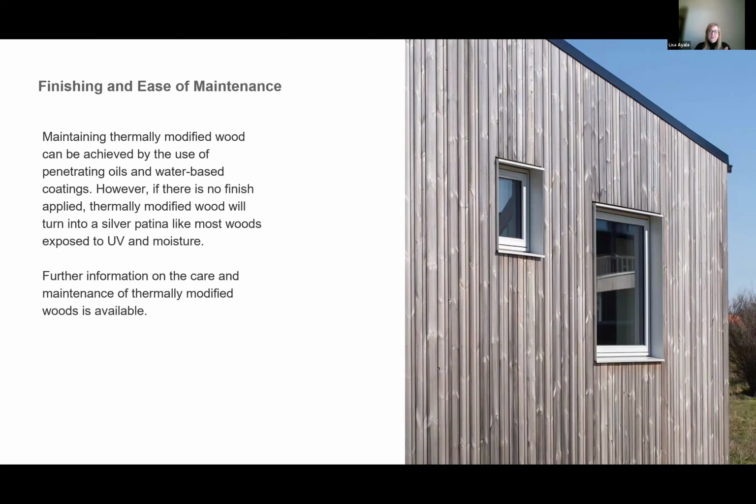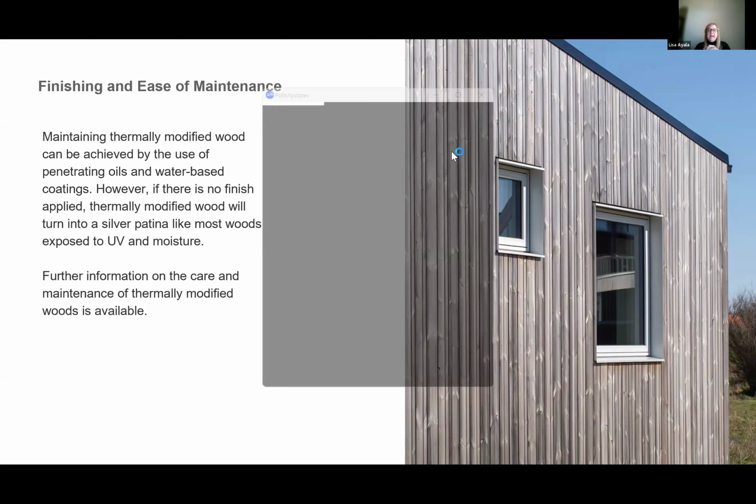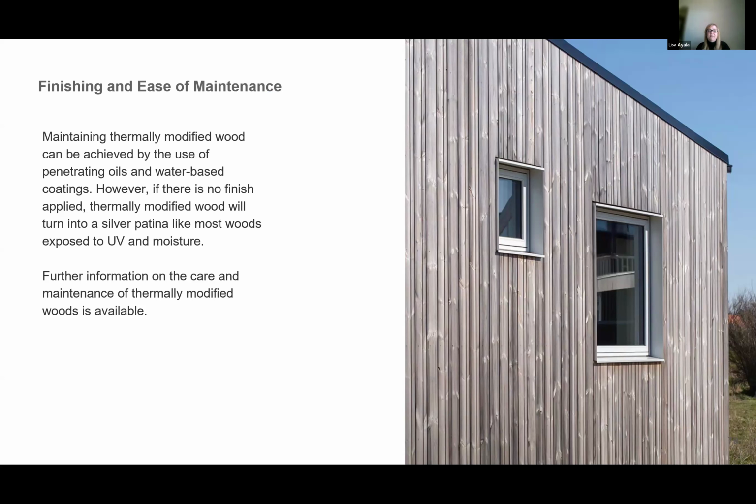It doesn't matter if it's modified wood, treated wood, or untreated wood out in the environment, because of moisture and UV exposure, wood will eventually turn gray. What we found is that thermally modified wood turns a nice silver patina look. So some people like that look and say, I'm not going to put anything on my wood, I'm just going to let it gray out naturally over time, so they don't have really any maintenance.